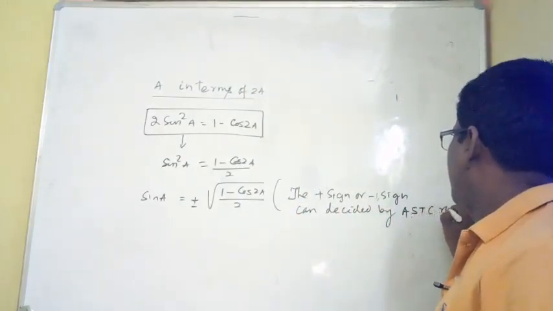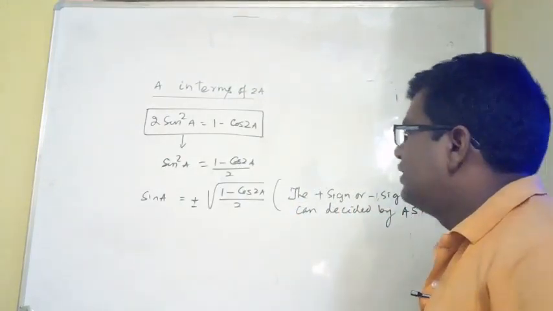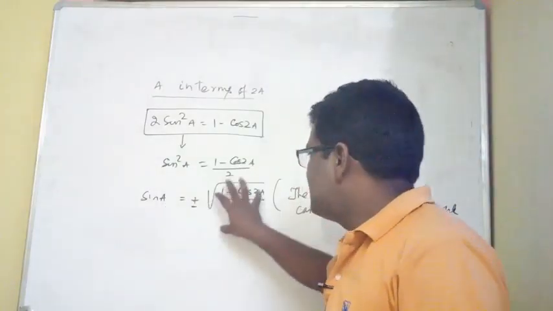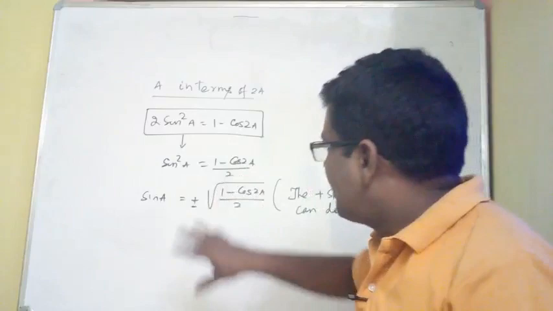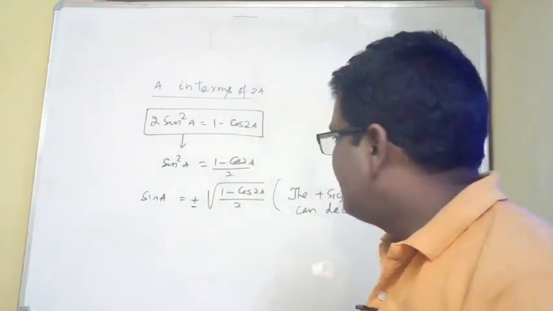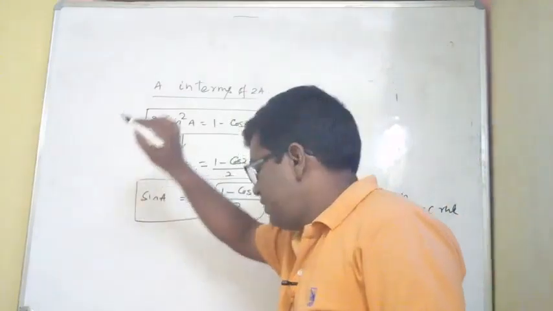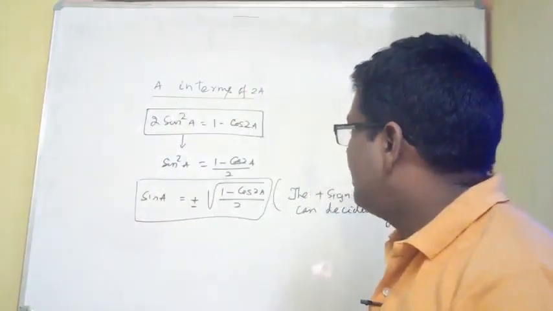By ASTC rule, if A lies in first quadrant and second quadrant, then it is positive. For other quadrants, it is negative. This is sin A formula in terms of 2A. Now another formula.